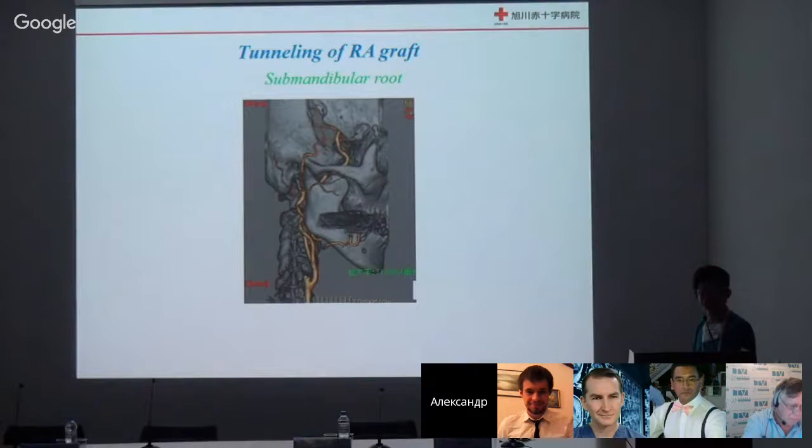Graft trouble is the most major complication. We select the submandibular route. This part is blind, so kinking or twisting of the graft in this part is a major problem. We must take care of the graft route and how to create a good graft tunnel.